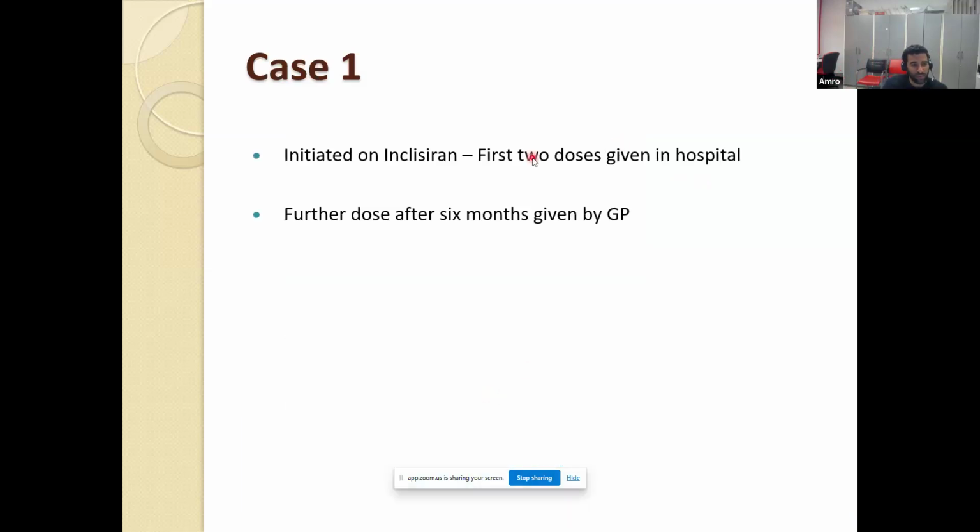We gave him 2 doses of inclisiran in the hospital. We normally give it as the first dose at baseline, second dose at 3 months, and then we ask the GP to give every 6 months if they're happy to give it. We also try to improve his HbA1c because if you remember, cardiometabolic renal, we can't just look at lipids in isolation. You have to look at their glycemic control.